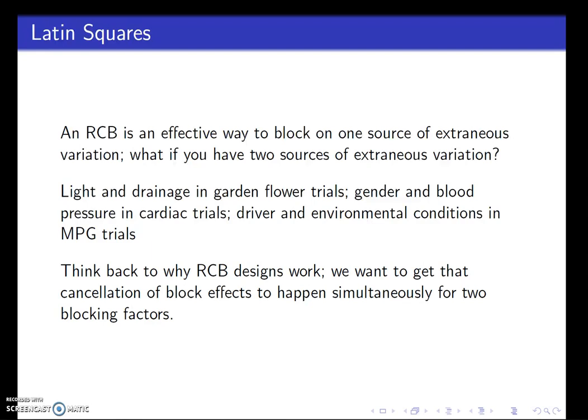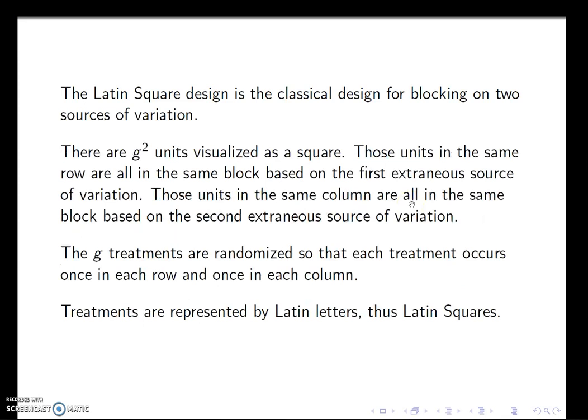Okay, so if these 2 blocking factors happen at once, we do something called a Latin square. The Latin square is a classical design for blocking when we have, again, these 2 sources of variation. It's kind of a neat design. It creates these nice little Latin squares that are fun to work with. My first book had lots of Latin squares in the back of the book that you'd look up to see how to randomize. You have G squared units visualized in a square pattern.